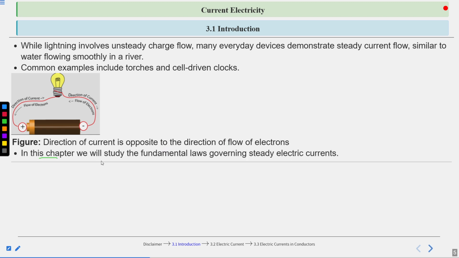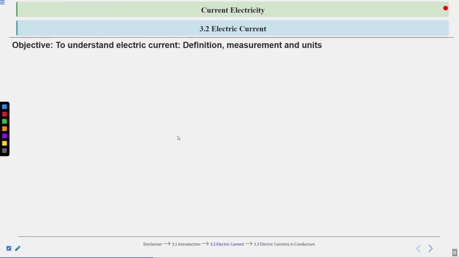In this chapter, we will study the fundamental laws governing steady electric currents. In this chapter, we will study some fundamental laws that govern steady electric currents. Steady means smooth flow of current, not variation, not unsteady charge flow. So objective 3.2, electric current. The objective is to understand the electric current definition, measurement and units.